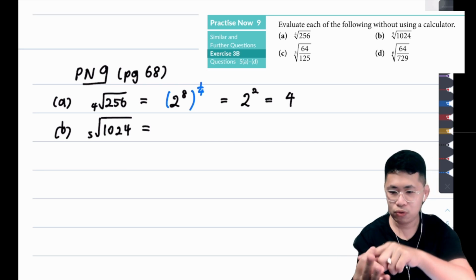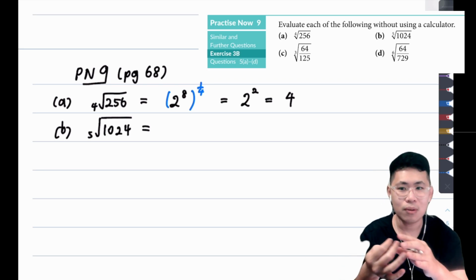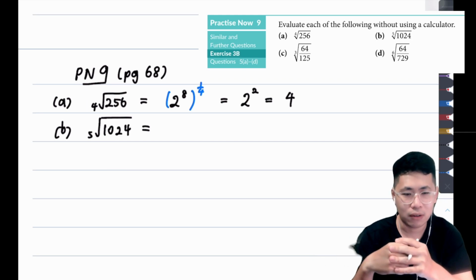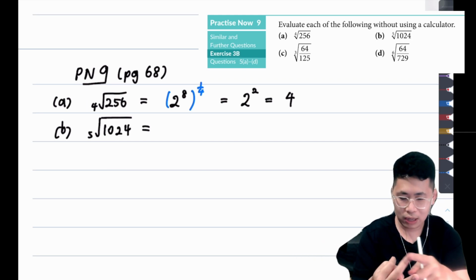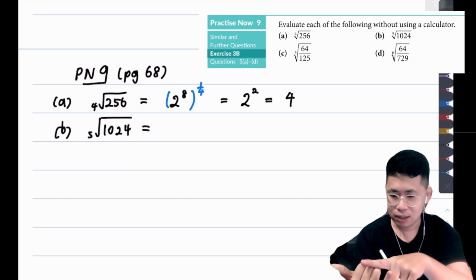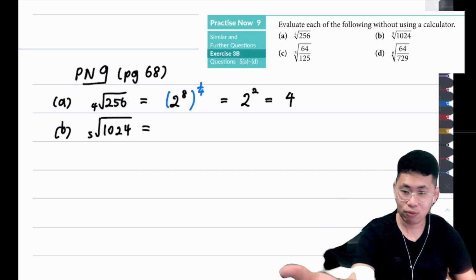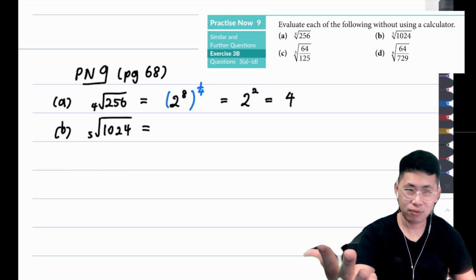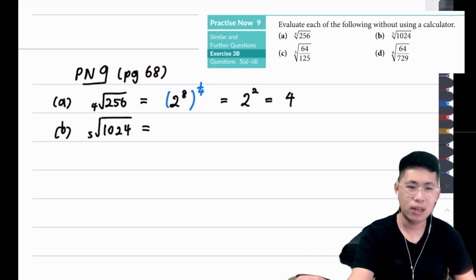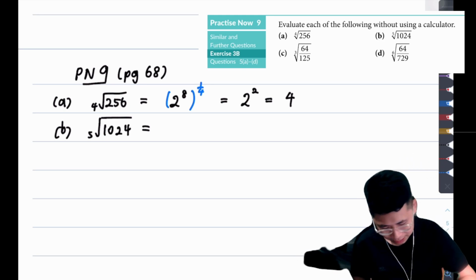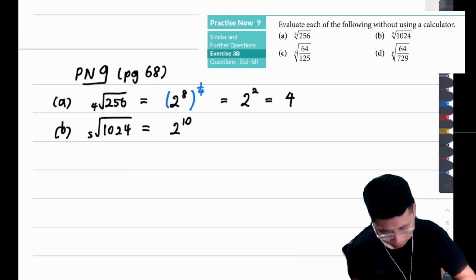So 1024 is an even number, so I'm guessing it will be a multiple of 2. So 2, 4, 8, 16, 32, 64, 128, 256, 512, and 1024. So this is 2 to the power of 10.